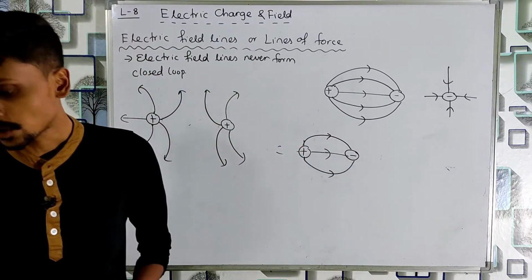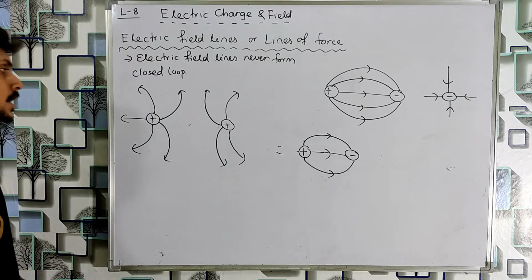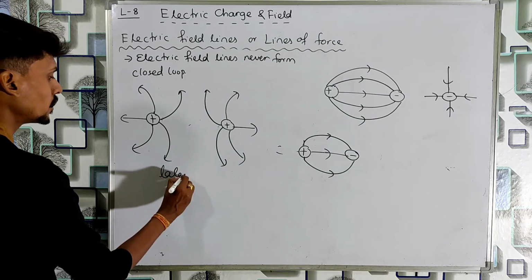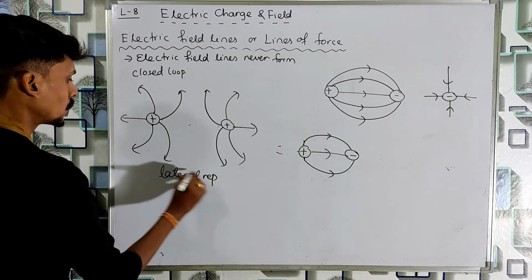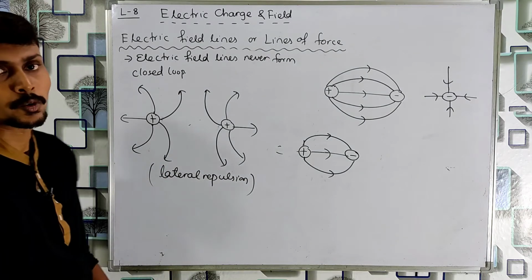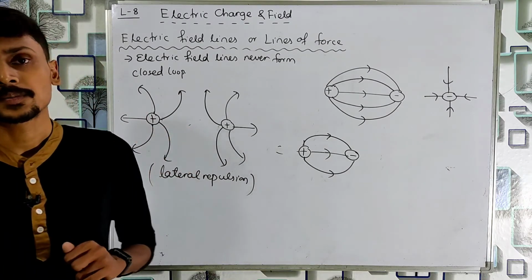the attractive force between the unlike charges, and this repulsion, this lateral repulsion, represents what? The repulsive force between two like charges. Is that clear?